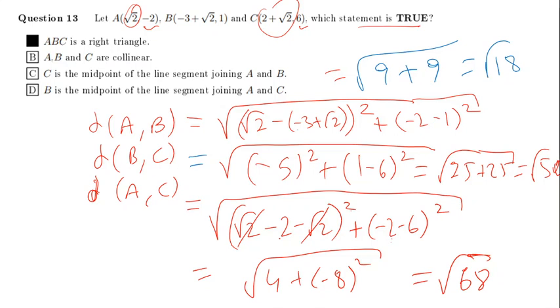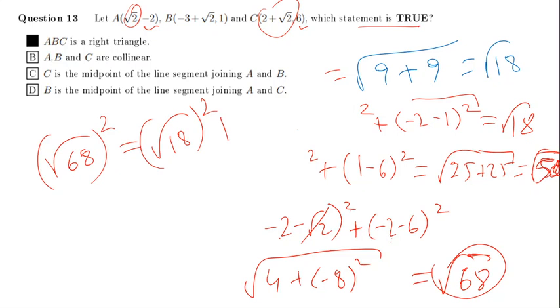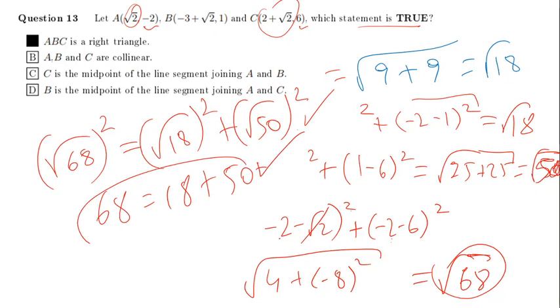Now, we have these three things: square root 18, square root 50, and square root 68. Now, for the right triangle, we are checking this. We take the biggest one. We take the square, and we take the square of the others. Is it true? Yes. So it will be a right triangle. So this is true. Yes.